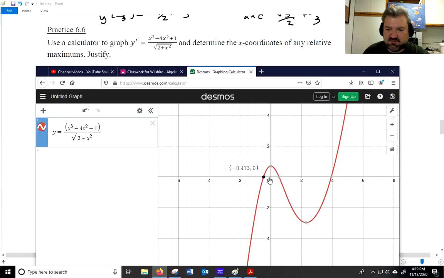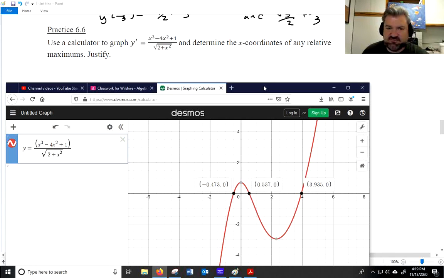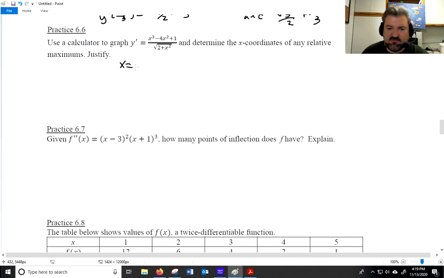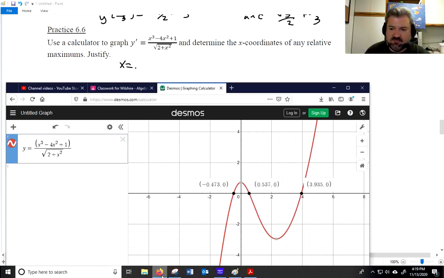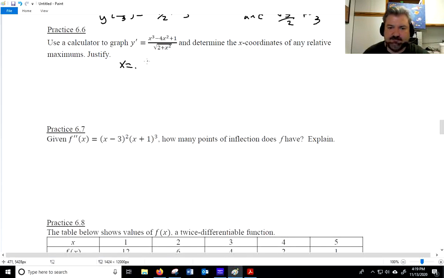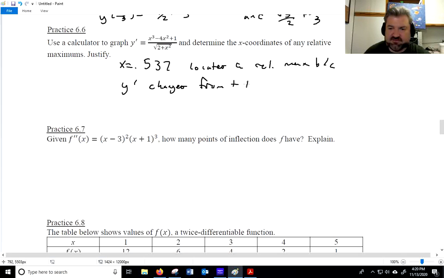Well, we can find out. I see this y prime is crossing the x-axis at these points here. So these must be the values of relative extrema. We're looking for relative maximums, and that is clearly at 0.537. On the AP Calculus exam, you're supposed to use 3 decimals. So I'm going to say x equals 0.537 locates a relative max because y prime changes from positive to negative there.